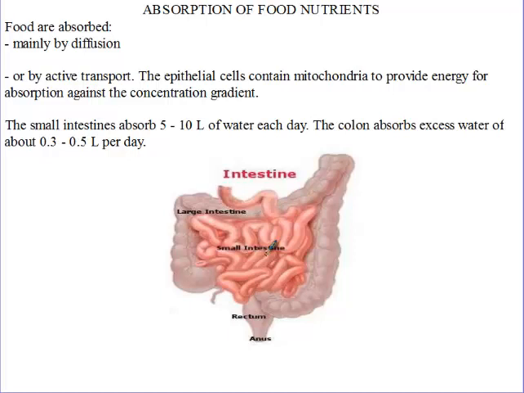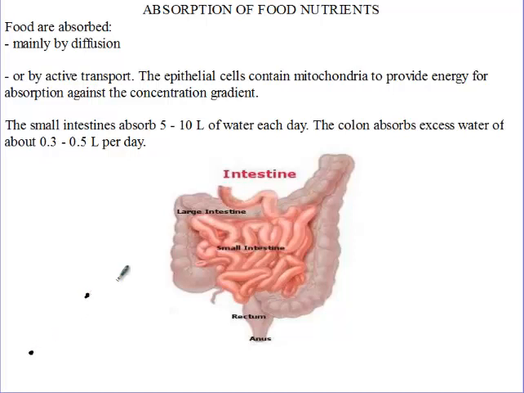Now, at other times, the concentration of food nutrients in the intestine would be lower than the concentration of food nutrients in the blood. Therefore, particles will be moving against the concentration gradient. So inside the intestine, if the concentration is lower than inside the blood, the particles will be moving from a low area to a high area.